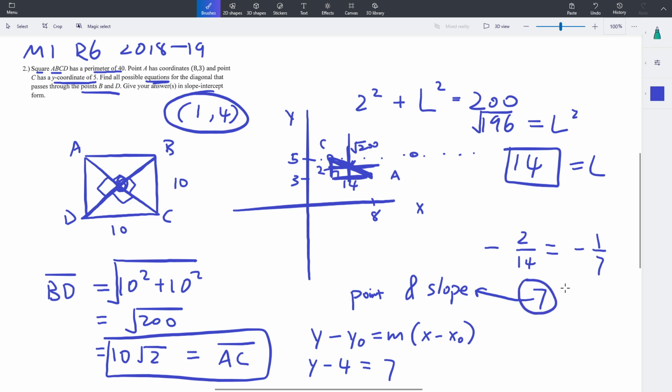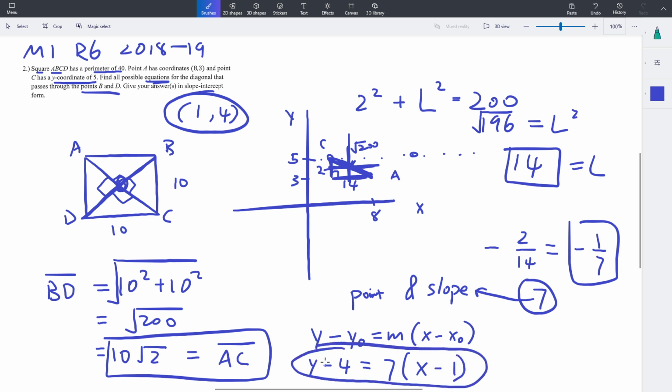Again, 7 is the slope. We got it from the negative reciprocal of the perpendicular AC slope. And then times x minus 1. So this is point slope form. To convert this into slope intercept form, you would distribute the 7 to the x and the minus 1, and then you would move everything to the right side away from y. So isolate y, and that'll give you slope intercept form.